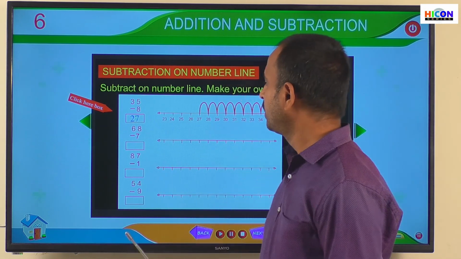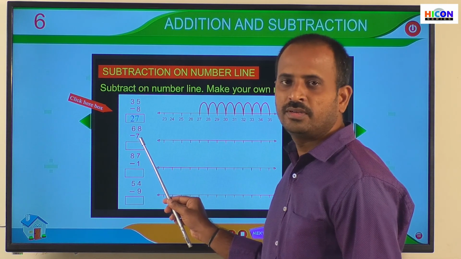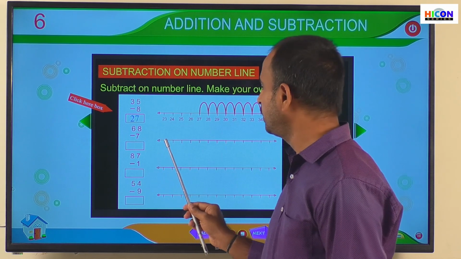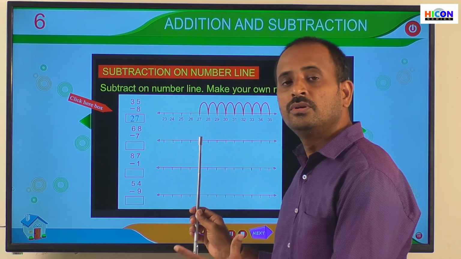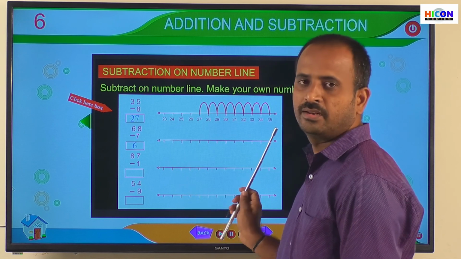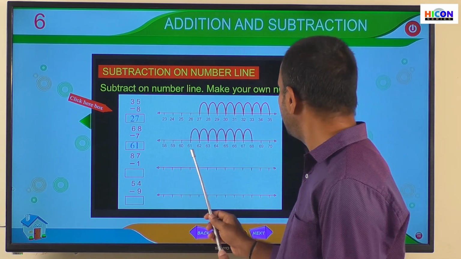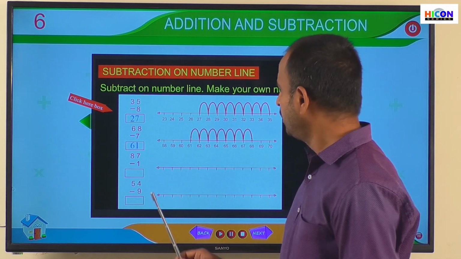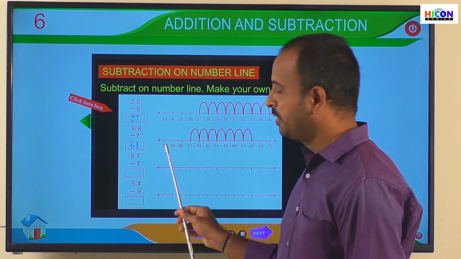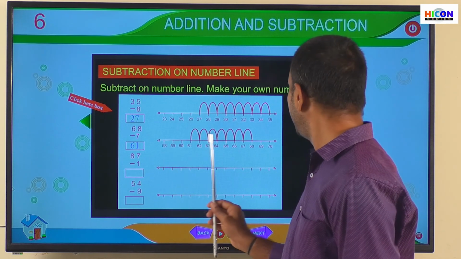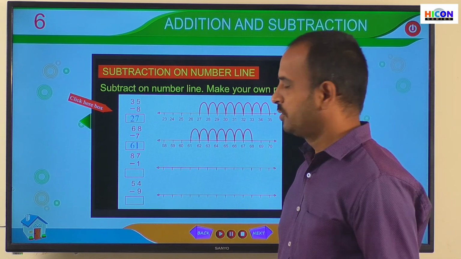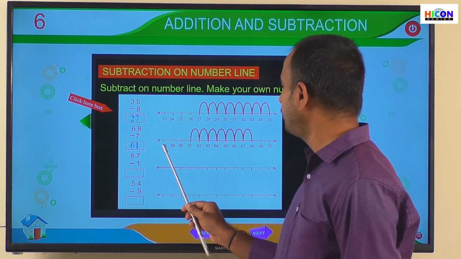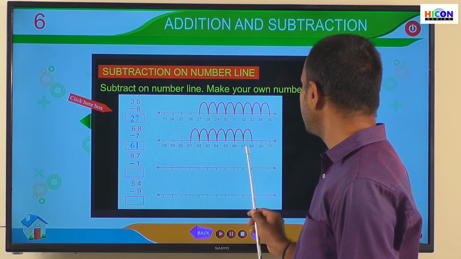See the second problem. 68 and 7. That is 68 minus 7. We have to do this subtraction on the number line. So now we have to draw our own number line and mark the numbers as per the given problem. Here on the number line, we have marked the numbers from 58 to 70. Now, what is the first number here? 68. So start from 68 on the number line. Where is the 68 here? So here is the 68.